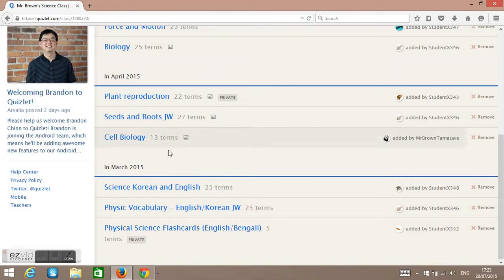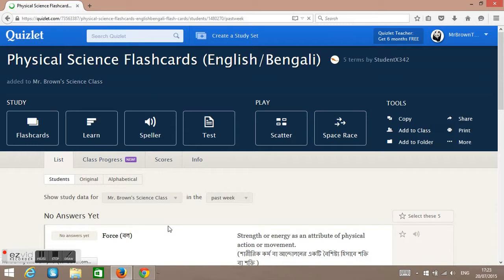Okay, so here we are in Quizlet now. Now we're in my Quizlet section, and I'm going to go down to one of my bilingual sets. I've got one, I'll choose physical science flashcards, English and Bengali. Now, I actually created these flashcards as an example and for some students.